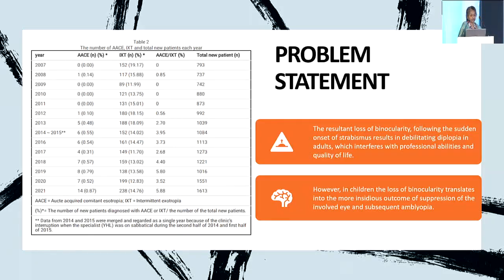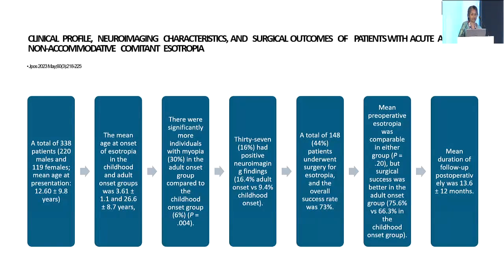So this was a study which was published where they compared the incidence of ACE to IXT from the years 2007 to 2021. So here you can see that the proportion of ACE to IXT has comparatively increased from 0 in 2007 to 5.88 in 2021. In children, it leads to amblyopia. The longer you wait with this misalignment, it can lead to amblyopia, whereas in adults, it leads to intractable diplopia, which was so beautifully illustrated by the previous speaker.